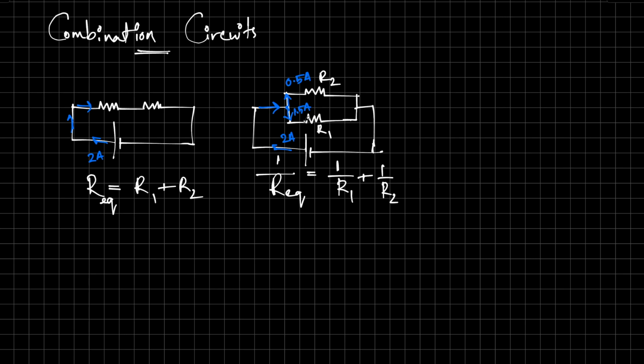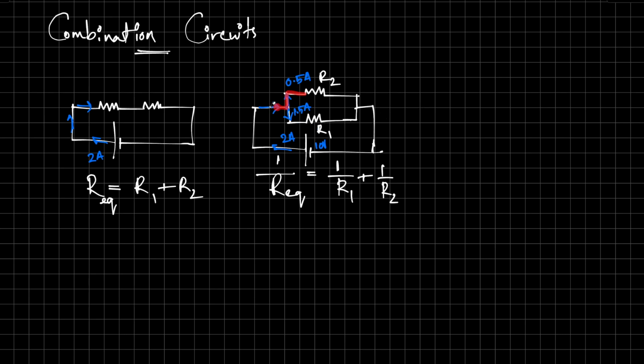So this side of resistor R1 is connected directly to the positive terminal of the battery, and this side of R1 is directly connected to the negative terminal of the battery. So if the battery is providing, let's say, 10 volts, the voltage across R1 would be the same, 10 volts. Same for R2 as well.